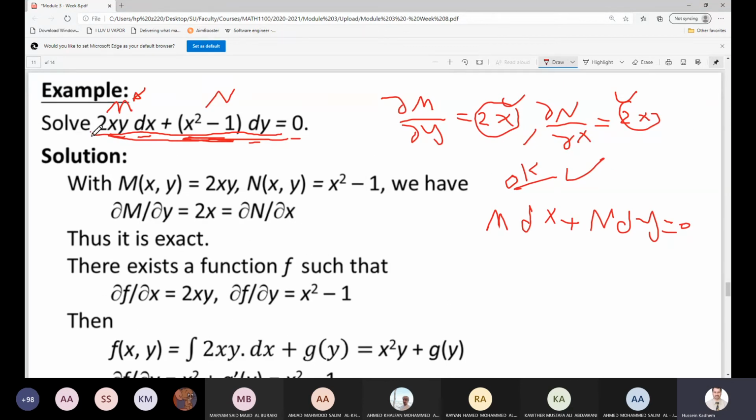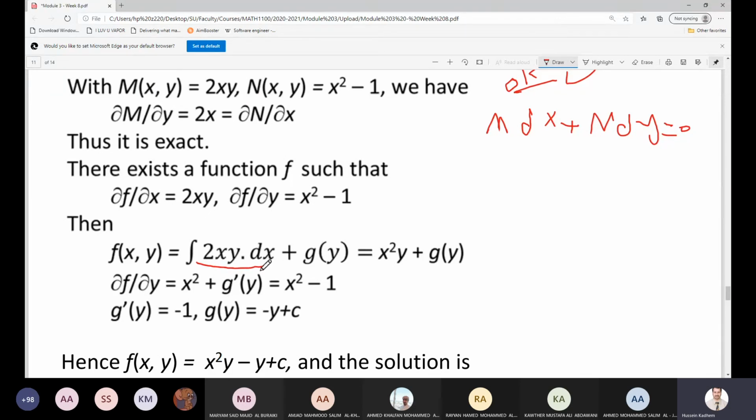I will take this 2xy dx, as you can see here, and integrate. This is the solution, plus the function g of y that I've been talking about. Now, integration of this part with respect to x will be 2x squared y over 2. 2 with 2 cancel. What is left? x squared y, plus g, all this equals c. This is the solution. One more issue, I need g.